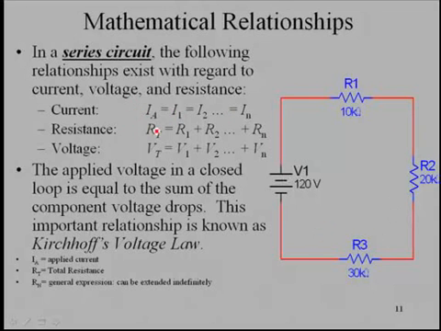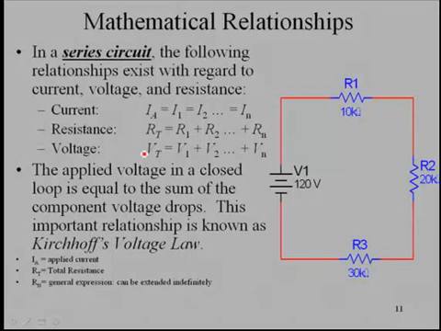Okay, resistance. The RT, in this case, is the total resistance. So the total resistance of all components is going to equal R1 plus R2 plus whatever, and the Rn just means however many components there are. So the total resistance in this case equals R1 plus R2 plus R3.